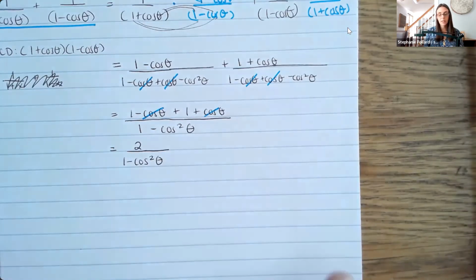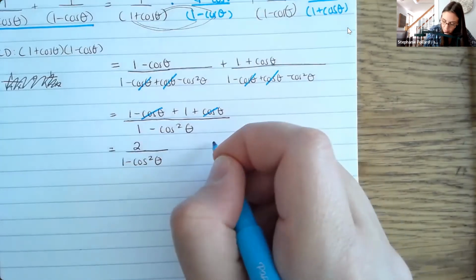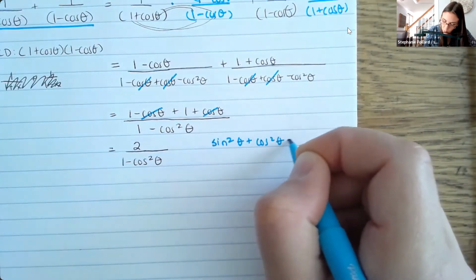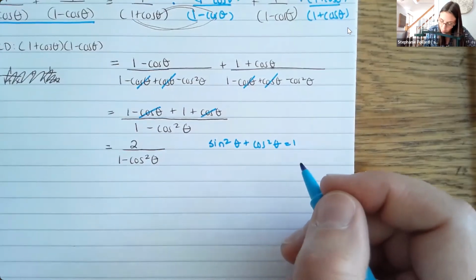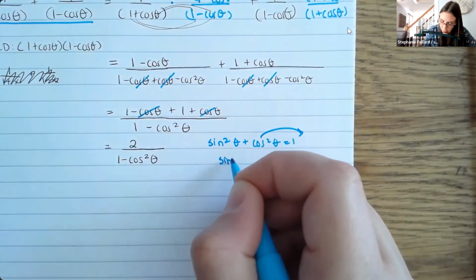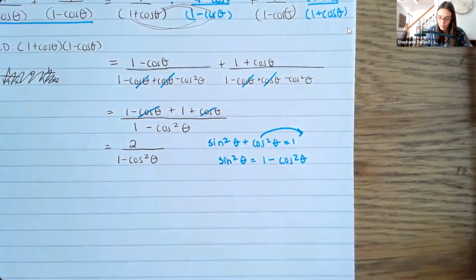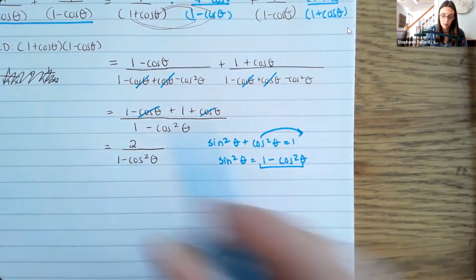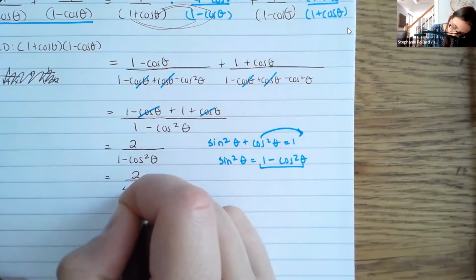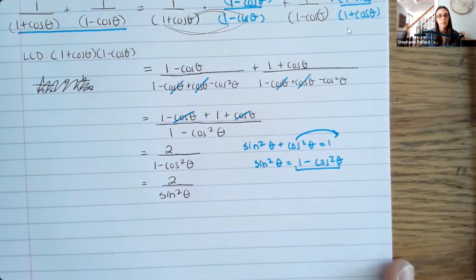And then the next thing I'm going to notice here, I'm going to remember my Pythagorean theorem. I see that square. Whenever I see squares, I start thinking about my Pythagorean theorems. And it's sine squared plus cosine squared equals 1. If I bring the cosine to the other side by subtraction, and we've seen this before, we do get sine squared equals 1 minus cosine squared theta. So I am going to go ahead and make that substitution here. And I have 2 over sine squared theta.